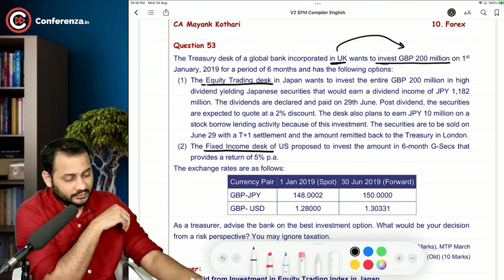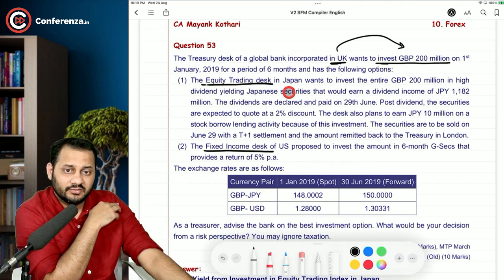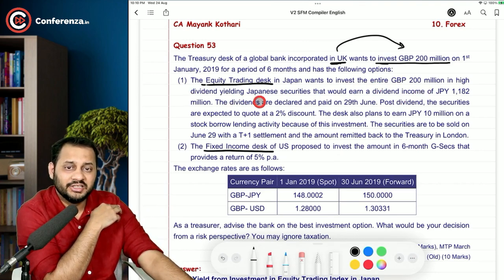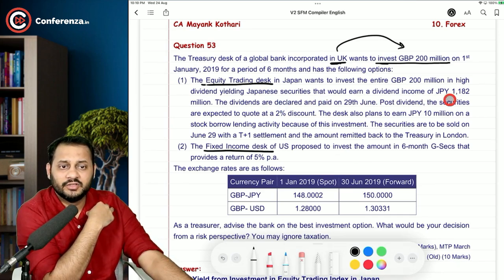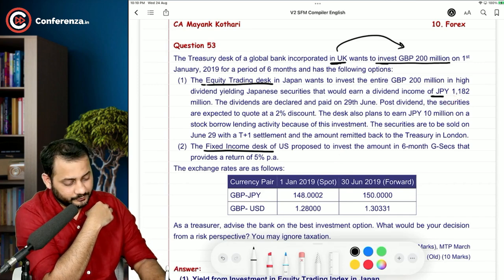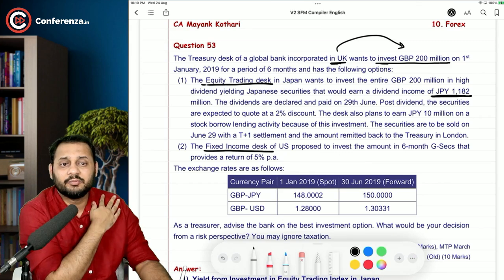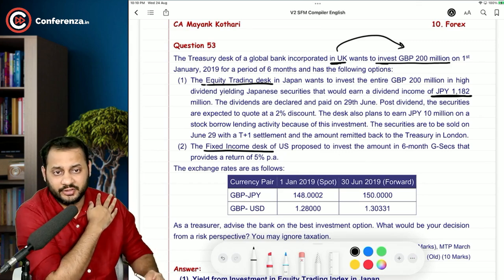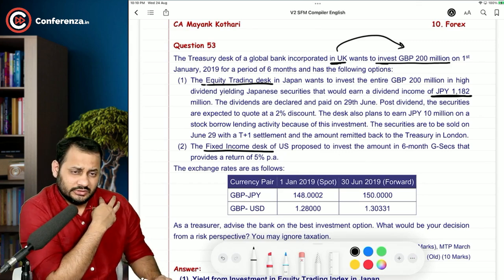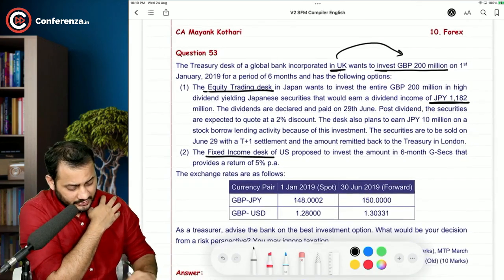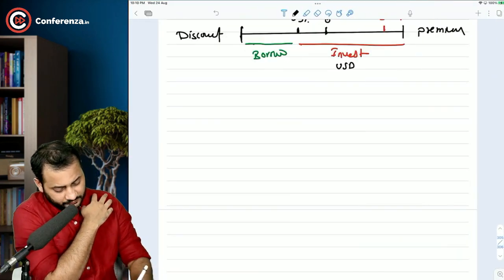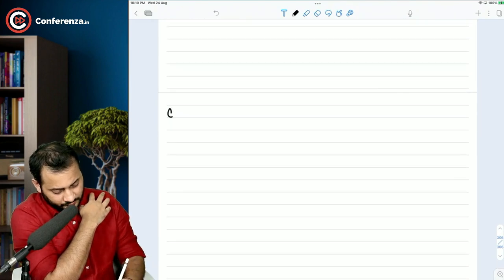Okay. And the equity trading desk is available in Japan, wants to invest the entire 200 million GBP in high dividend yielding Japanese security, equity, that would earn a dividend income of Japanese yen 1182. If we invest in the securities today, we will earn that much of the income, Japanese yen 1182. Okay, let's start along with this. Question number 54.